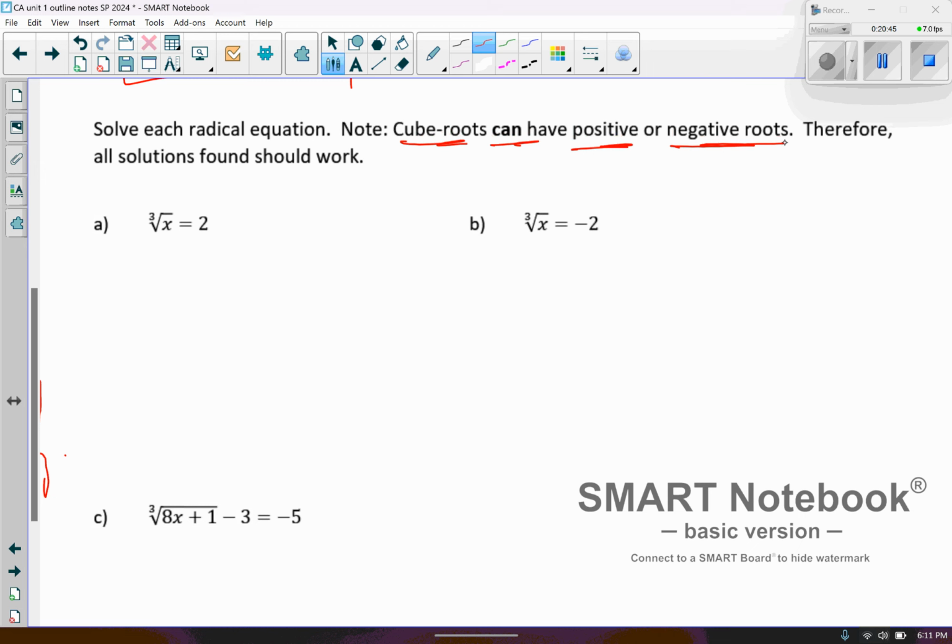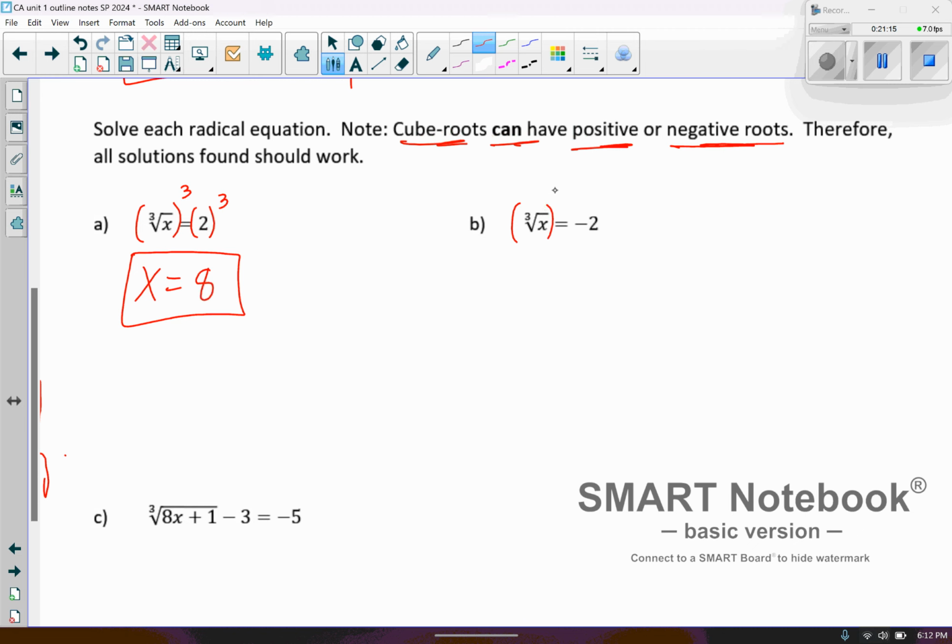Therefore, all solutions found work. So here you don't even have to check your solutions. You can if you want, but it's not going to be necessary. So on this first example, I have the cube root of x. And so to nullify the cube root, I'm going to cube both sides. So I'm going to end up with x equals 2 to the third power, which is 8. 2 times 2 times 2. If you want to plug it in, you can. It does work.